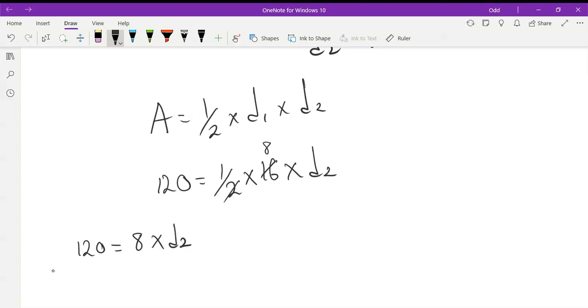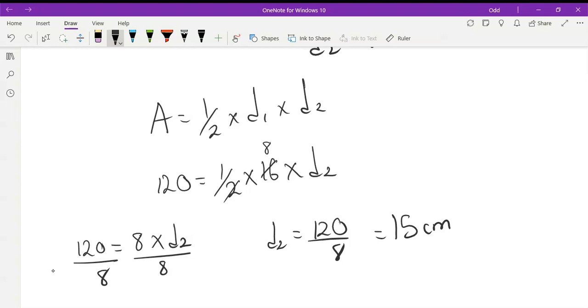So since we only want D2 on the right, we can divide both sides by 8. So D2 will be 120 divided by 8. Okay, and what's 120 divided by 8? The answer will be 15 cm. So it means that the first diagonal D1 is 16, and then the other diagonal D2 will be 15 cm.